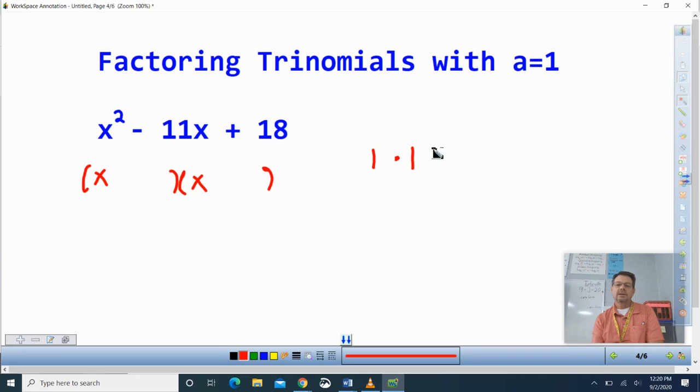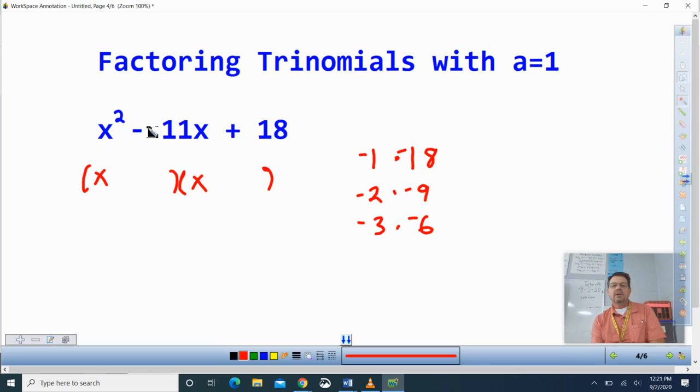1 times 18, 2 times 9, 3 times 6, 4, no, 5, now we've already got 6. So this is all the ways to multiply to get 18. Now I could do -1 and -18, okay? And I could do -2 and -9, -3 and -6. Now why would I want to put negatives?